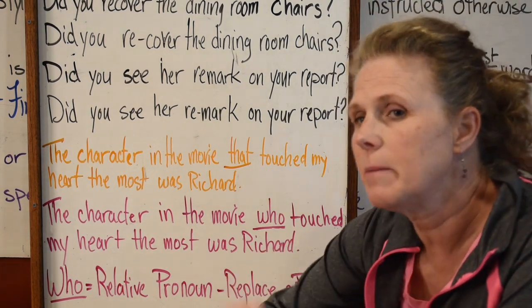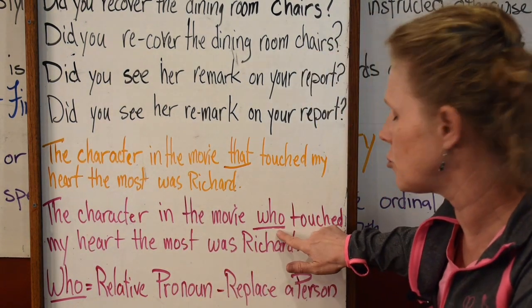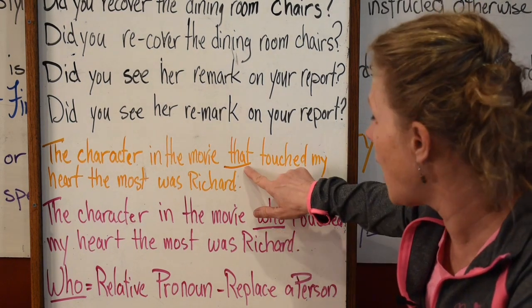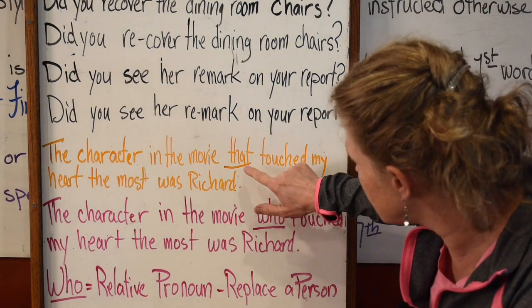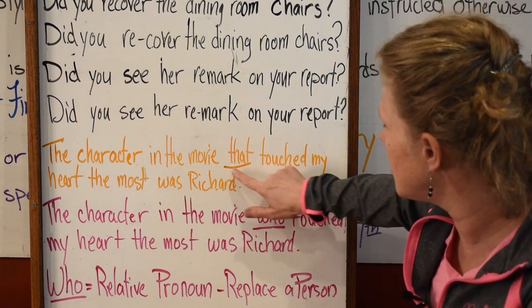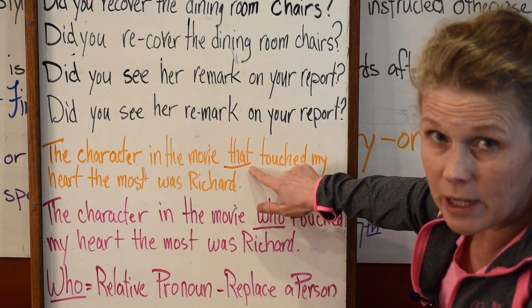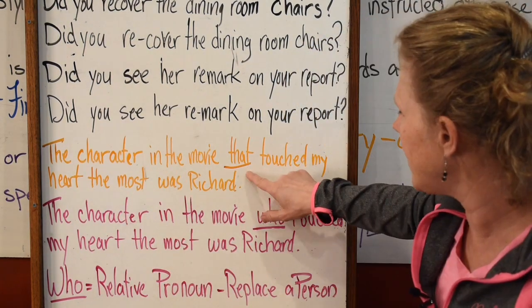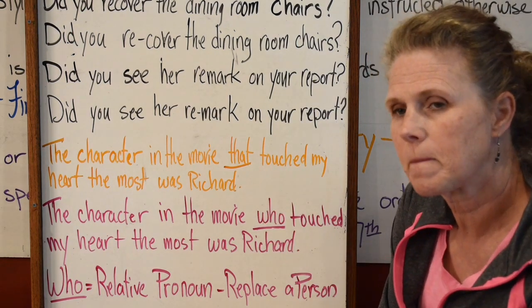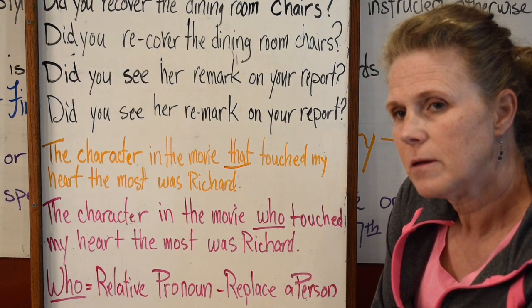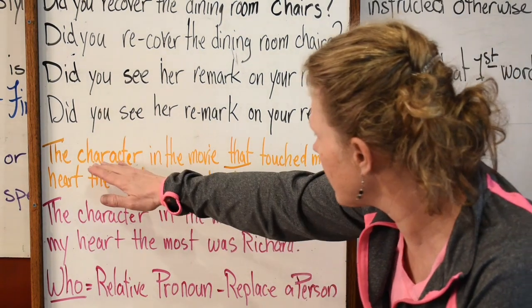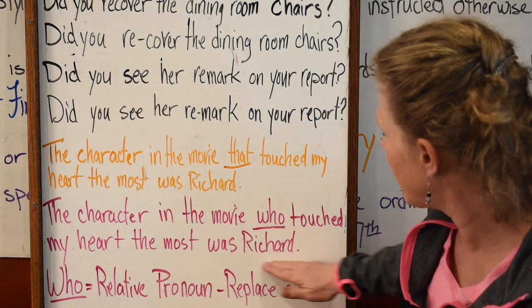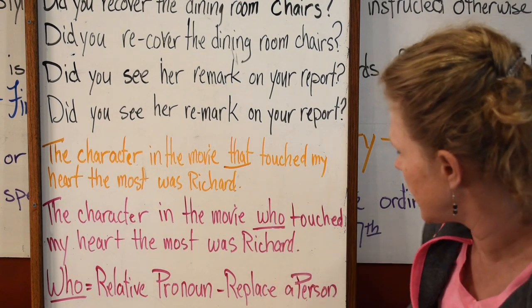So if you're talking about a person, you need to make sure you're using the word who, not the word that. This right here is incorrect. This is a relative pronoun right here, but you need to use the correct relative pronoun. Why is this incorrect? That's incorrect because it's a person. Yes, because the character is a person. And we know that because we have his name right here.